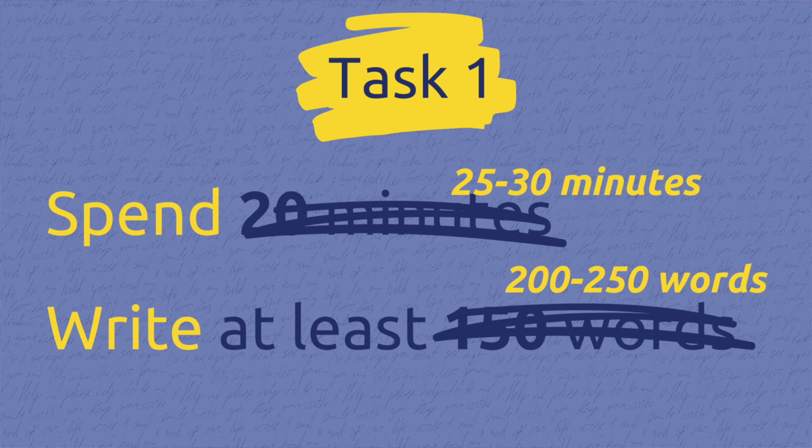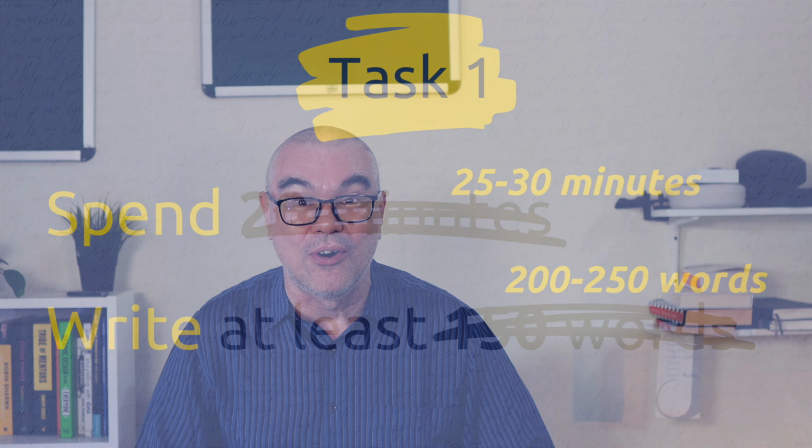be careful with these instructions because they are guidelines. And in fact, if you watch some of my other videos about Task 1, I do tell you to spend a little bit more time, 25 or 30 minutes on Task 1, and also write a few extra words. 150 words is the minimum. You should be looking at writing 250 words for your Task 1 answer. That is if you want to get a really good score.